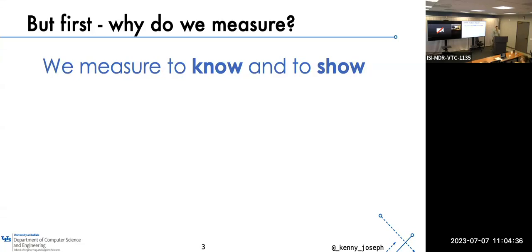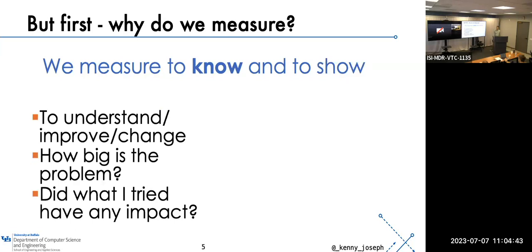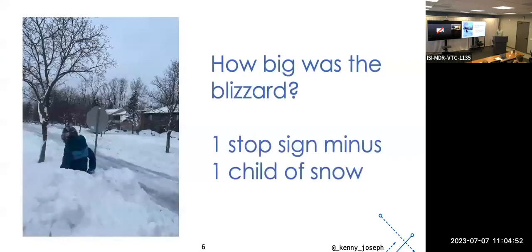So the kitschy way I say this: we measure to know and to show, right? So we measure to know how big a problem is. From an experimental standpoint, we want to be able to measure whether or not the thing we did has any impact. So how big was the blizzard that hit Buffalo? We tried a novel way of measuring this. My kid hopped up on a snowbank, heavy construction equipment cleared it out in December. And roughly it was the height of a stop sign minus the height of my 4-year-old, now 5-year-old.